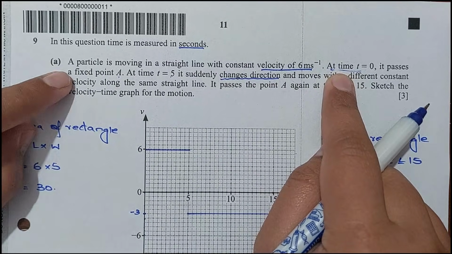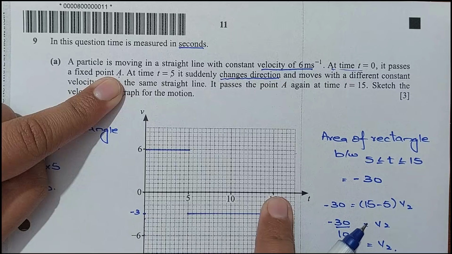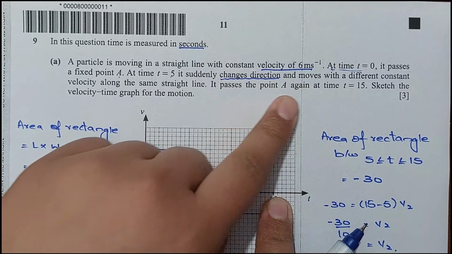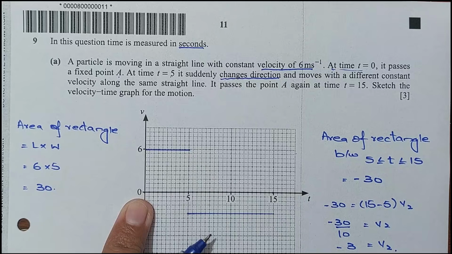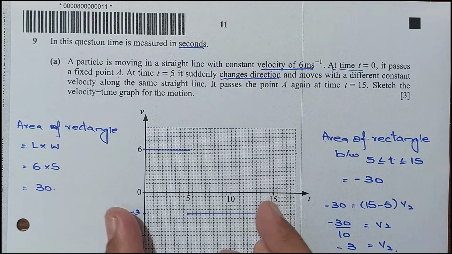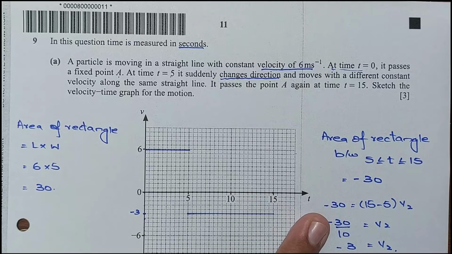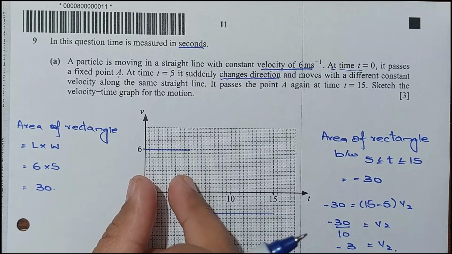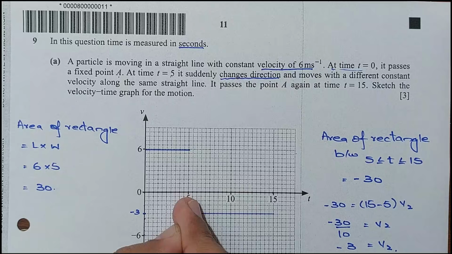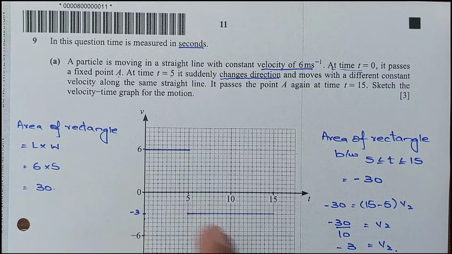At t equals to 0, it passes through fixed point A. At t equals to 15, it again passes through A. It means the displacement would be equal to 0, right? When the displacement is 0, in the velocity time graph, the area under the curve represents the displacement. So the area under the curve between 0 to 5 and between 5 to 15 must be opposite of each other, to make the displacement 0. This is the main concept in this question.